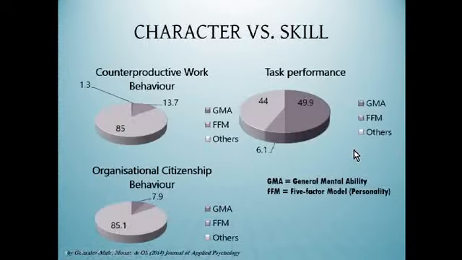Okay, now, class, here we go into slightly more detail. I won't linger here, but you can basically get the sense of roughly how much of the variance in each of these criteria are predicted by various predictors, including general mental ability and personality. As you can see, general mental ability really shines with regard to task performance, less so for the other criteria.